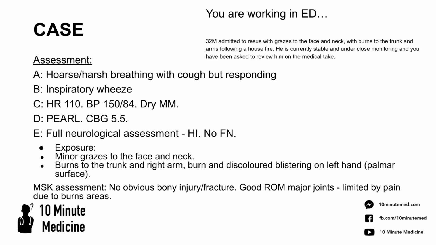So for this case, you've got a reminder there on the top right, but you do your A to E assessment, and as you can see, on assessing their airway, they've got hoarse and harsh breathing sounds, mostly exacerbated by a cough, but they are responding, so they're still talking to you. On auscultation, they've got an inspiratory wheeze. The heart rate is slightly tachycardic, they're slightly hypertensive, and they're a bit dry. Their pupils are normal size, equal and reactive to light. Blood glucose is in normal range, and their neurological assessment is completely normal.